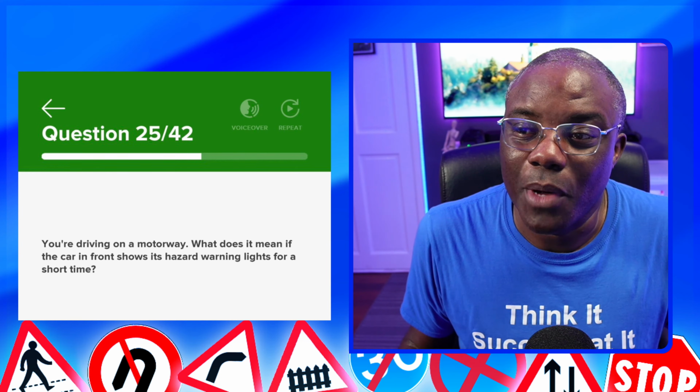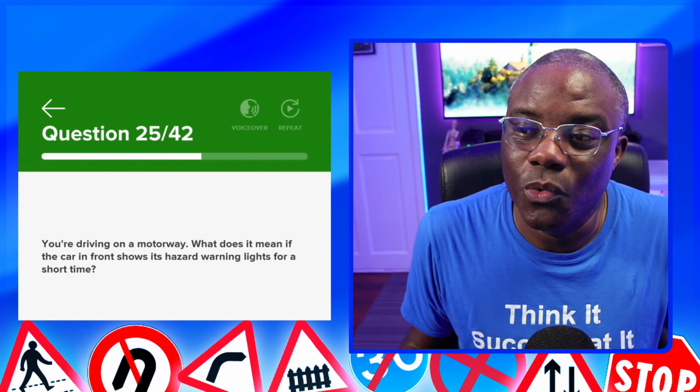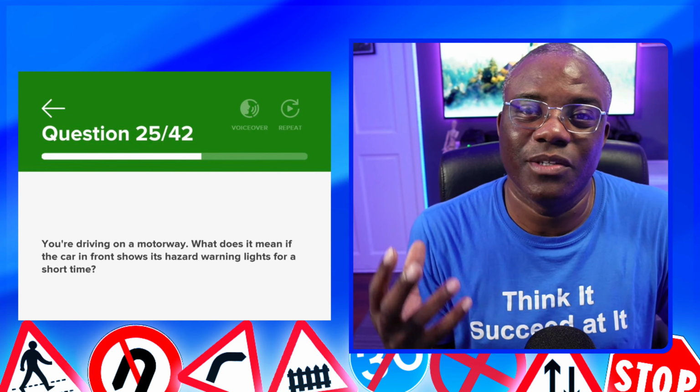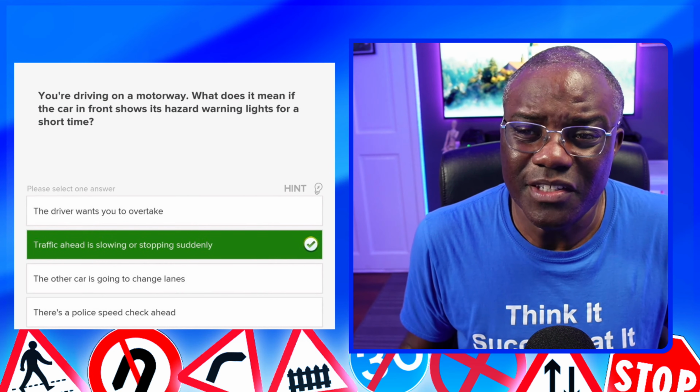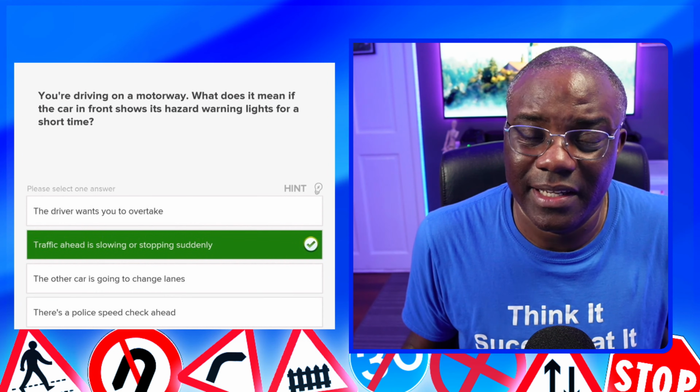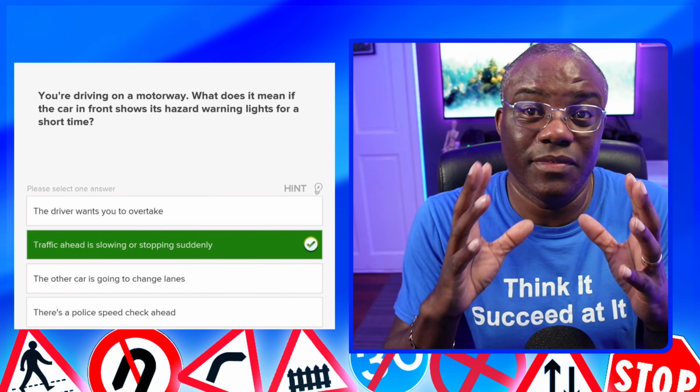You're driving on a motorway. What does it mean if a car in front shows its hazard warning lights for a short time? So remember, hazard warning lights lets you know there's a hazard. So the traffic ahead is slowing or stopping suddenly. The reason for that, it does say you're on a motorway, so you're doing 70 miles an hour.